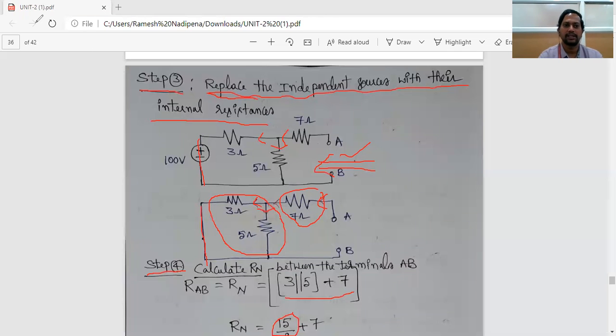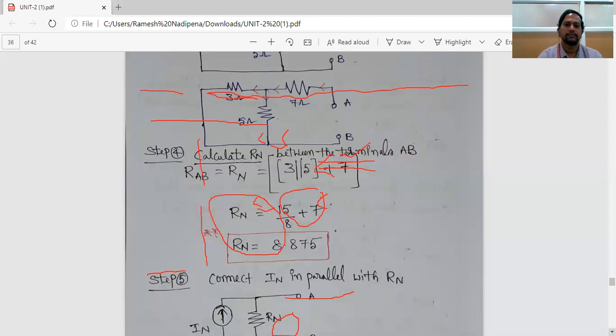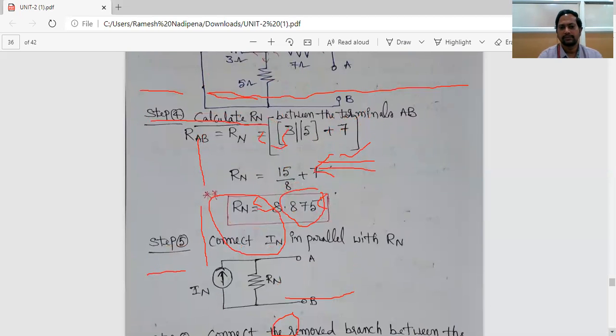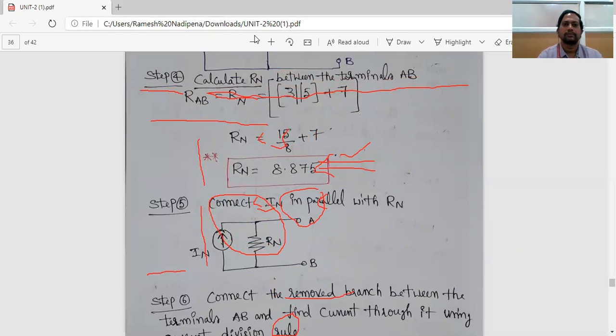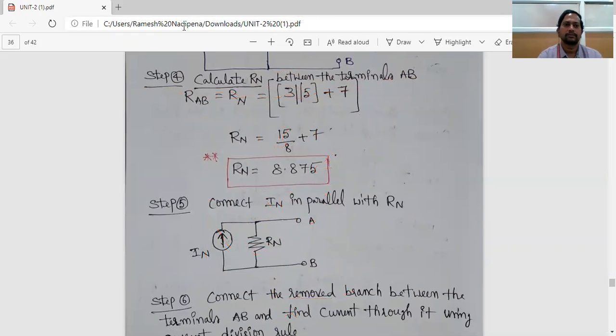I'll show you those calculations. Here RN equals 15 by 8 plus 7. This is RN. RN equals 8.875 ohms. Simple. This is Norton's resistance.